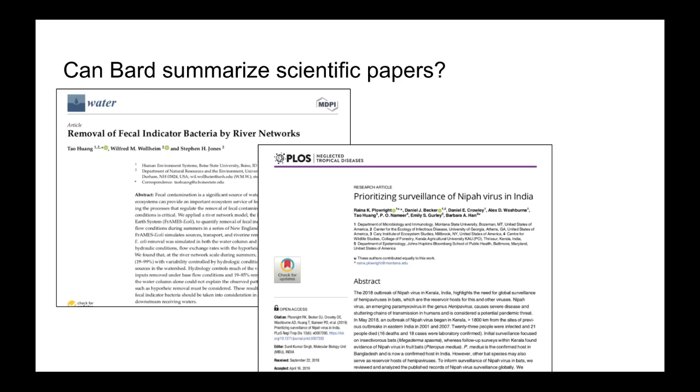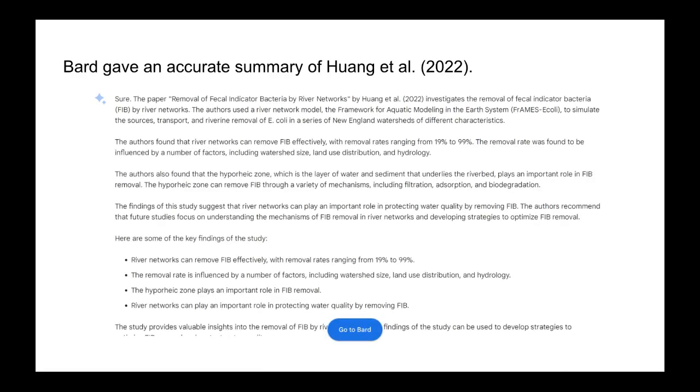I also want to test if the bot can summarize scientific papers. I use two of my own papers to ask the bot to summarize them, because I'm very familiar with my own publications. I want to see if the bot can do a good job. The first paper is a hydrologic paper. It provides a very good, well-written summary, and the information in this summary was correct.